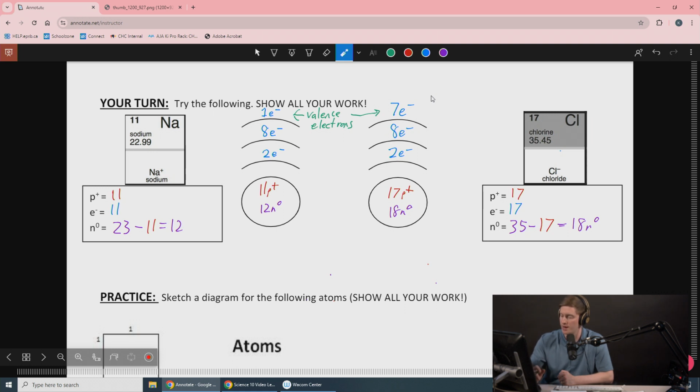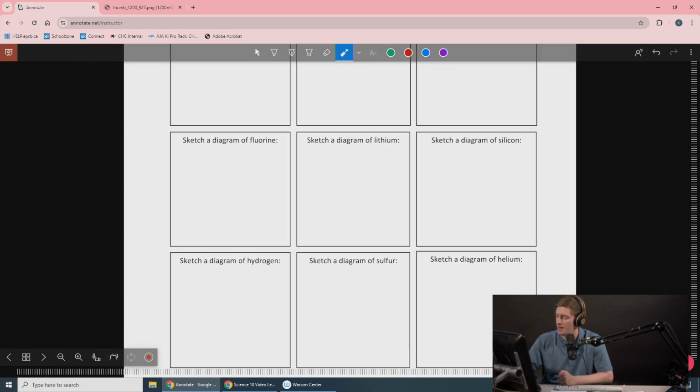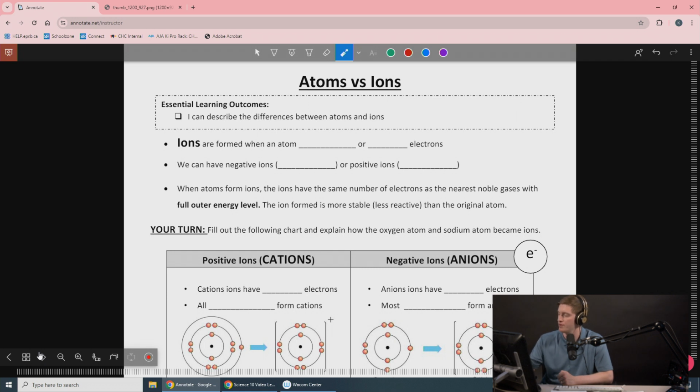That's all for today. There's a lot of good practice in the book for sketching Bohr diagrams of various different atoms. And next lesson, we're going to look at sketching Bohr diagrams for ions and what is meant by an ion.